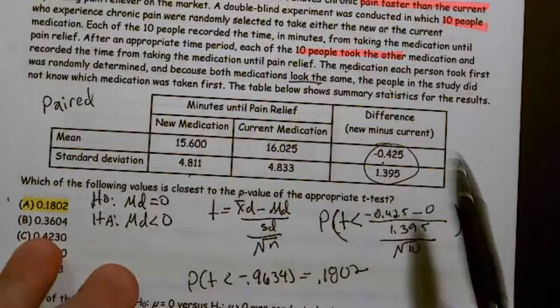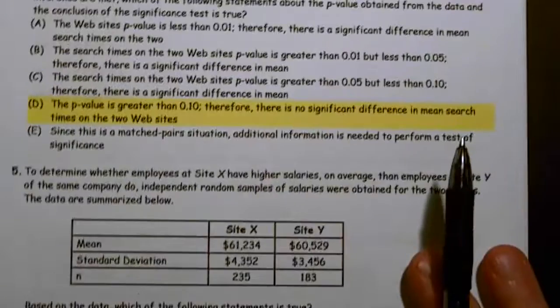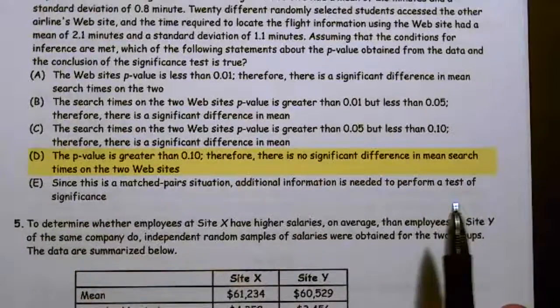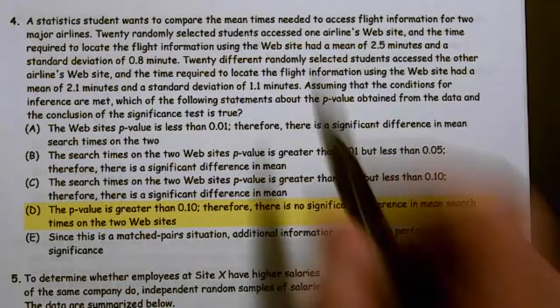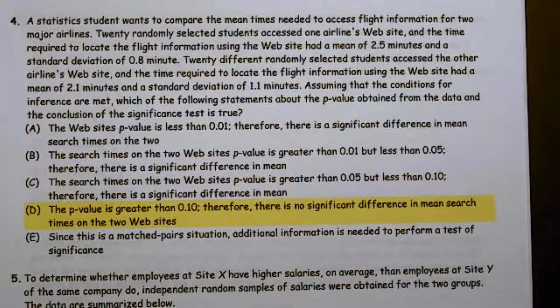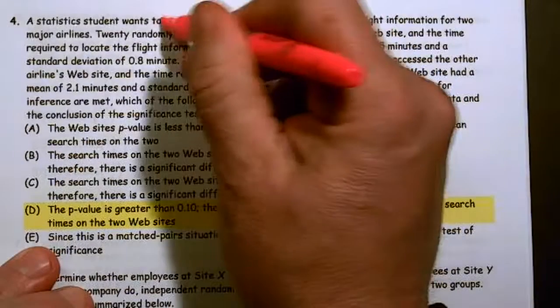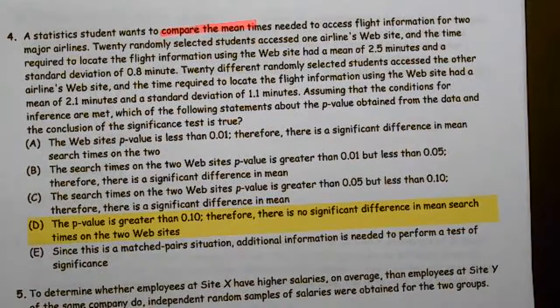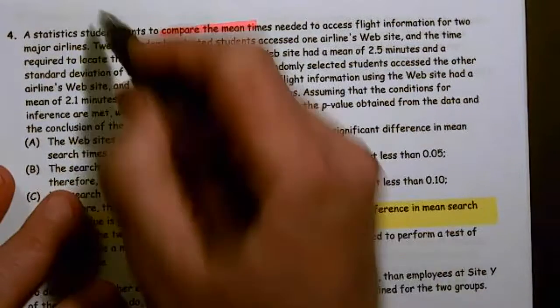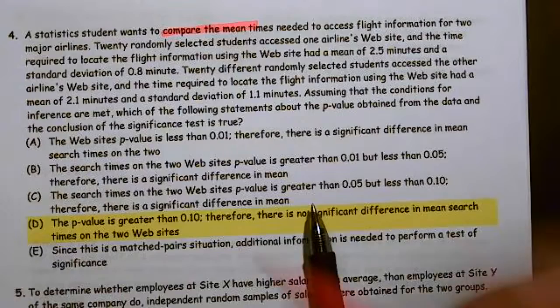Okay, next question, number 4. A statistics student wants to compare the mean times needed to, and by the way, I'm going to come back to that word because we're going to need that, we're going to compare the mean times needed to access flight information for 2 major airlines. 20 randomly selected, so that's also important.